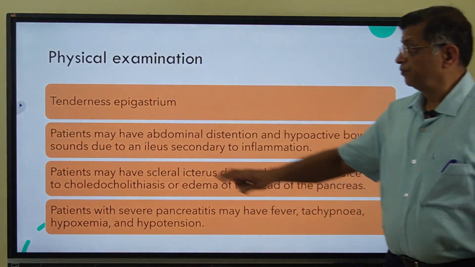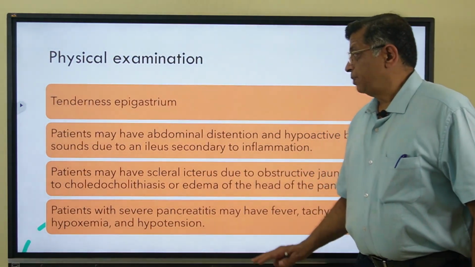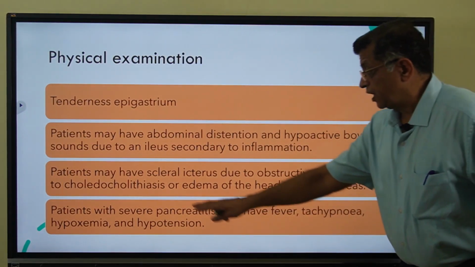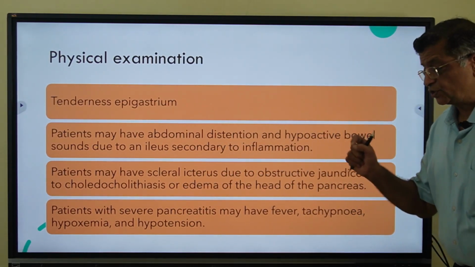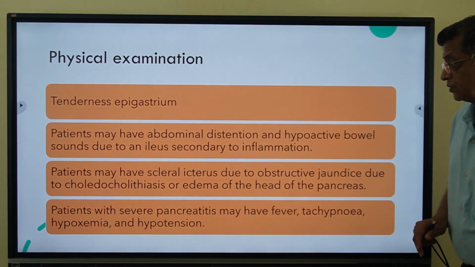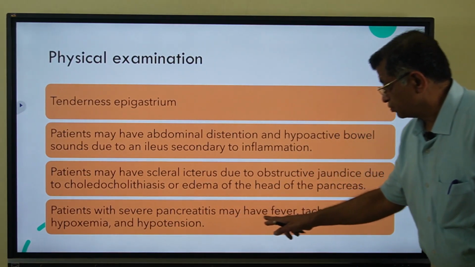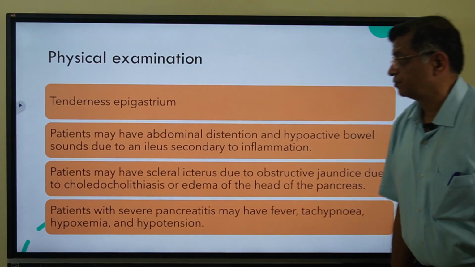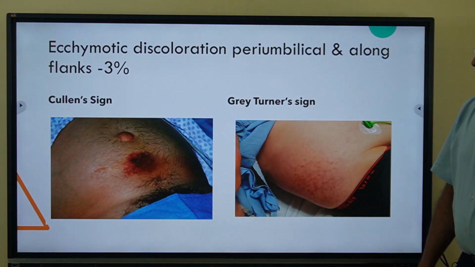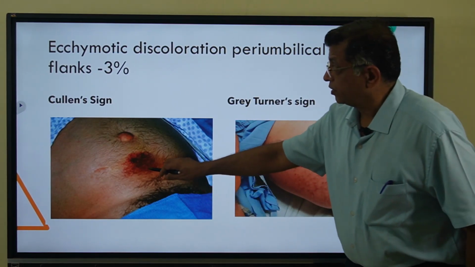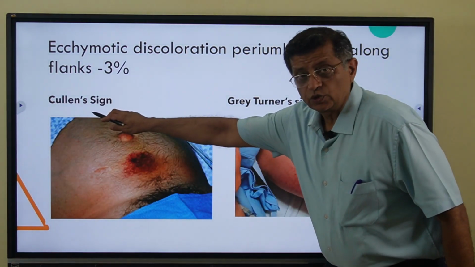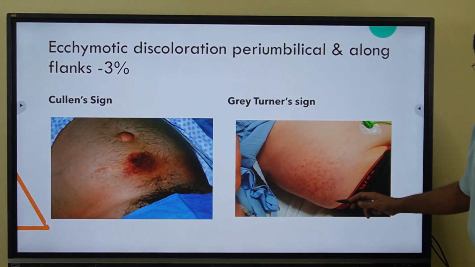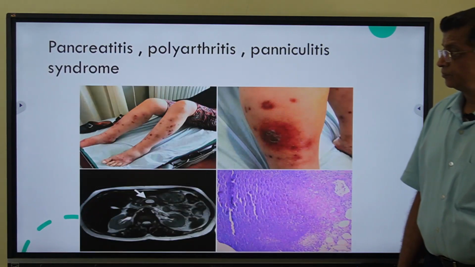On physical examination, there is tenderness in the epigastrium. Patient may have abdominal distension or decreased bowel sounds. Patient may have icterus if there is gallstone impaction in the bile duct and obstructive jaundice. Patients with severe pancreatitis may have SIRS, fever, tachycardia, hypoxemia and hypotension. These are the two signs: ecchymotic discoloration below the umbilicus, called Cullen's sign, and ecchymotic discoloration in the flanks, called Gray Turner's sign.